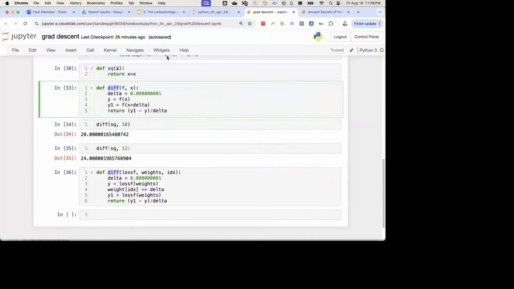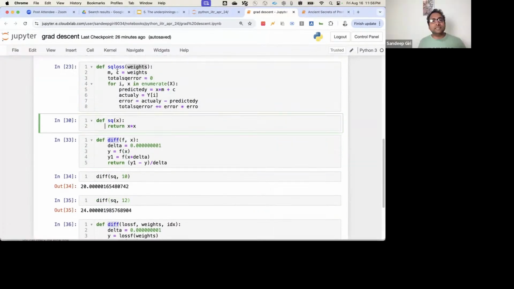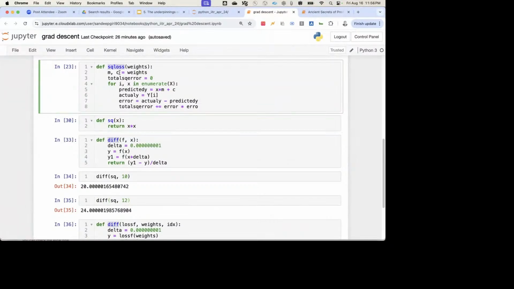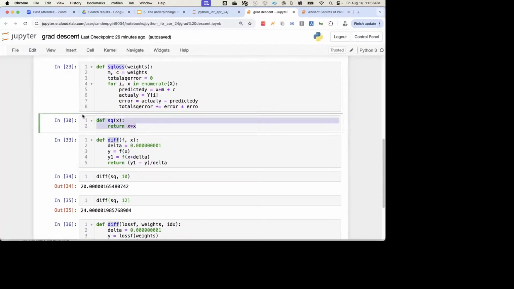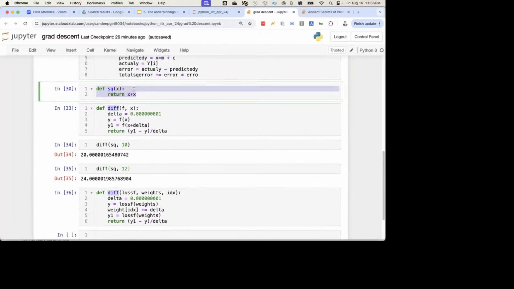So how did you choose the function of square, like depth square x? On what basis did you choose that? Here? Yeah, the square loss. No, the bottom one. This one? Yeah, this one. This one was just for experimentation.